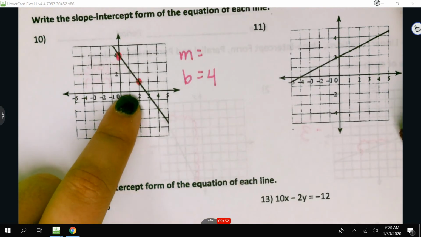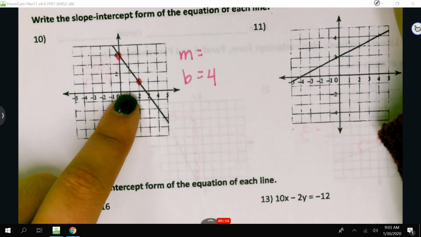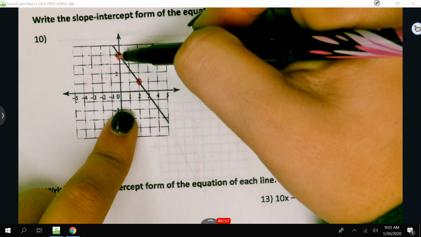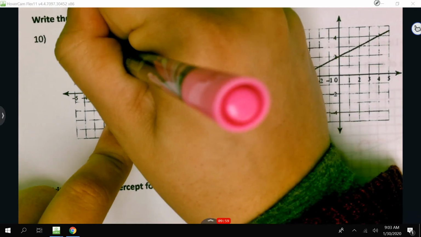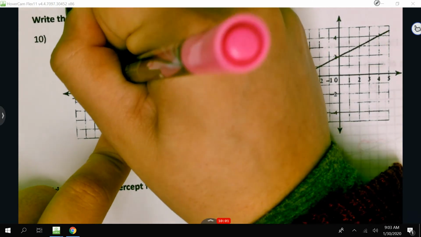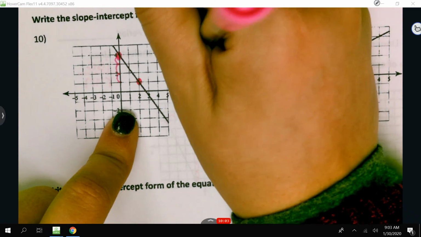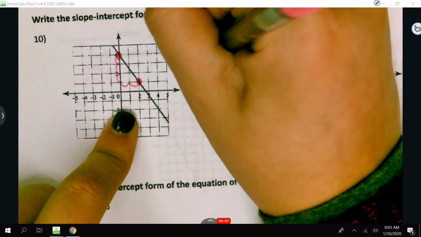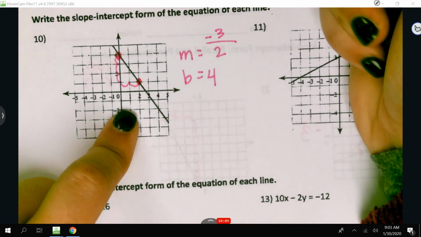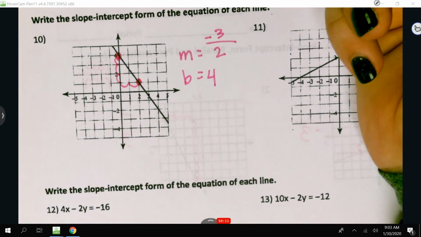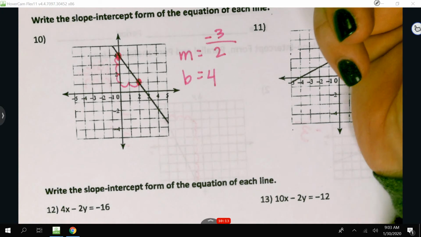Is that what y'all chose? So I need to find out, how did I get from b over here to this other one? So I'm going down 3. So down 3 is a negative 3, and then to the right 2, which is a positive 2. So slope is negative 3 over 2. Y-intercept is 4.